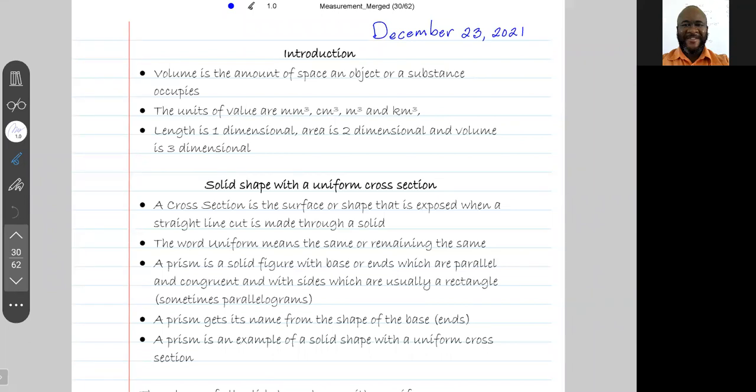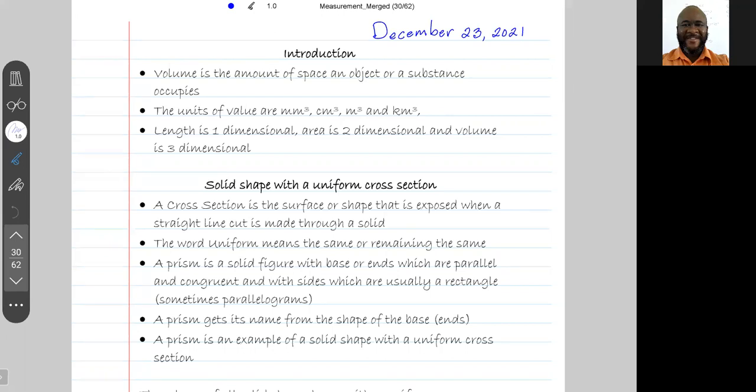All right, so you're talking about how much space something occupies, that is its volume. So the bigger a mass, the more space it occupies, and therefore the larger is its volume. Now, the units of volume are millimeters cube, centimeters cube, meters cube, or kilometers cube. So volume is three-dimensional.